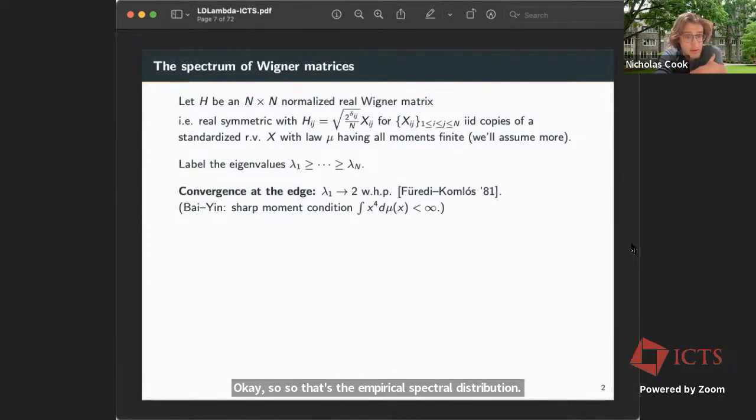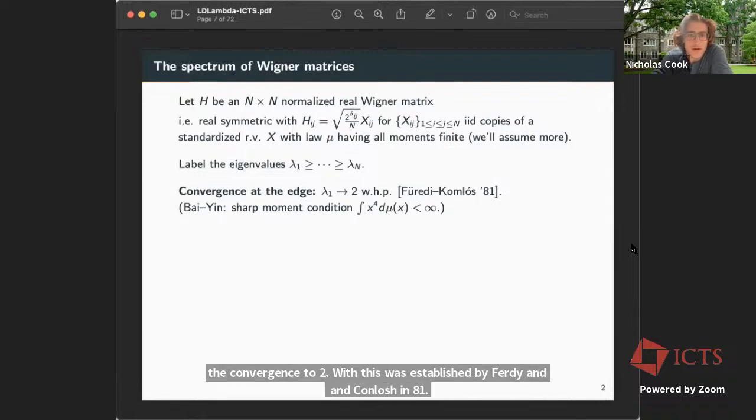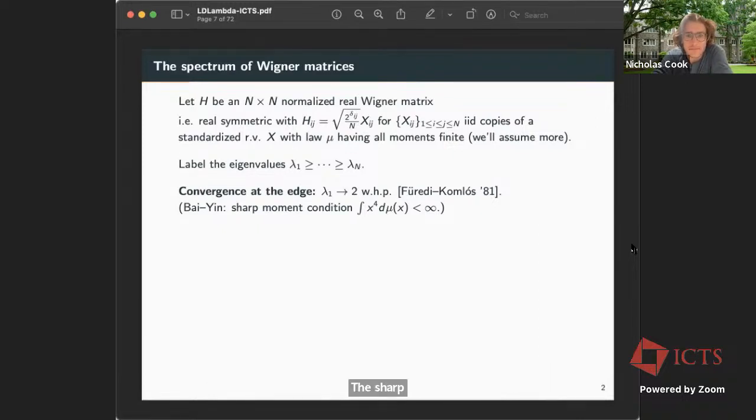But what I'm talking about today is some progress about the edge of the spectrum. So say the rightmost eigenvalue lambda one. So typically lambda one is concentrating around two. So the convergence to two was established by Füredi and Komlós in 81. The sharp moment condition, fourth moment condition, was established by Bai and Yin.